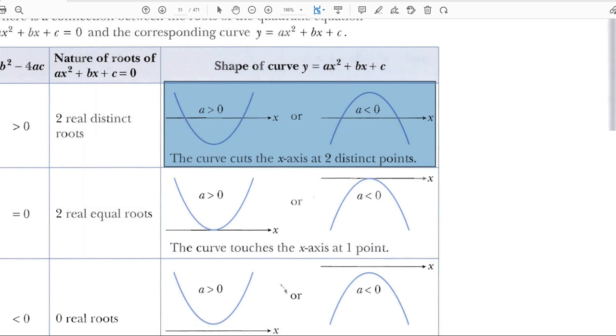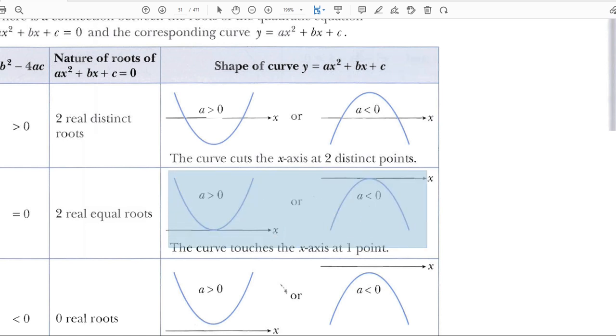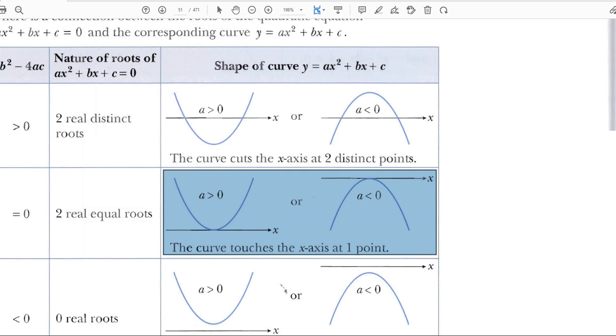The second case is if our discriminant is equal to 0, then we have two real equal roots. Then our graph looks like this. For this case, the curve touches the x-axis at 1 point, not 2 points. Or you can say, in this case, the x-axis is the tangent to the curve. Tangent means a line which touches only 1 point of the curve.